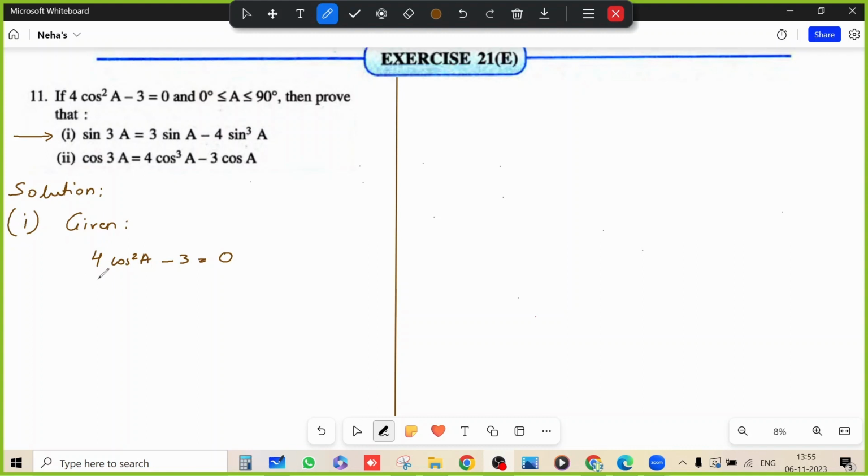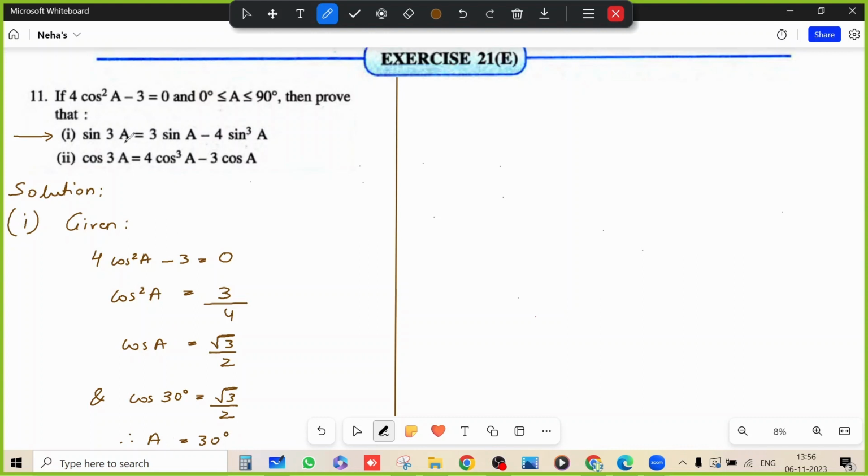So this is equal to 4 cos square A minus 3 is equal to 0, and now we will rearrange it. This will become cos square A is equal to 3 by 4, and we will find out the square root of both the sides. So this will become cos A is equal to root 3 by 2, and we know that cos 30 degree is equal to root 3 by 2. So from this, the value of A is equal to 30 degrees.